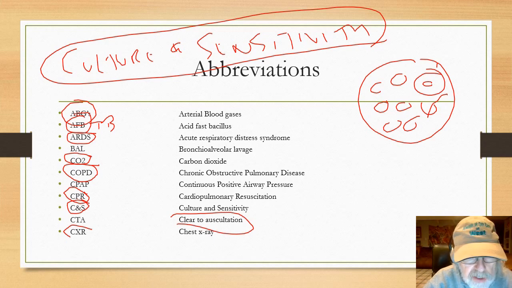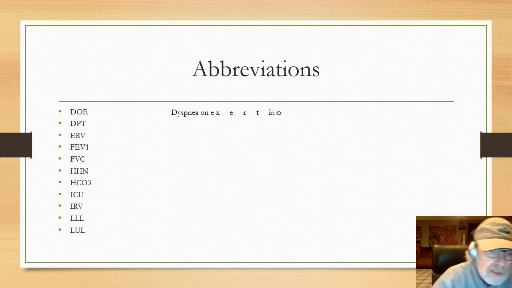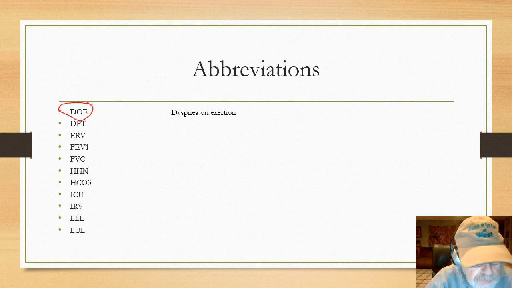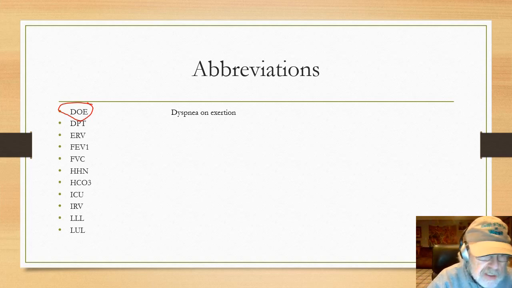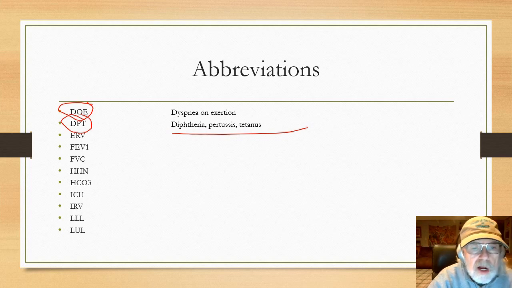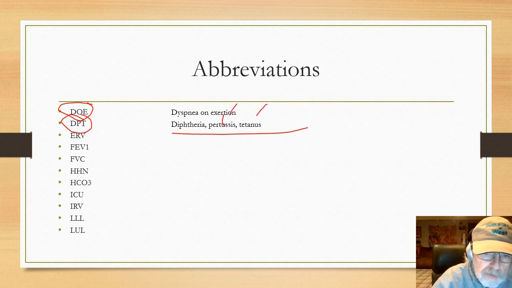A couple more abbreviations that we talk about here. DOE. DOE stands for dyspnea on exertion. Dyspnea means difficult breathing, so when they have difficulty breathing when they exert themselves, when they're walking. DPT, diphtheria, pertussis, tetanus. We talked about that before as that vaccination. Pertussis is whooping cough, and everybody knows tetanus.